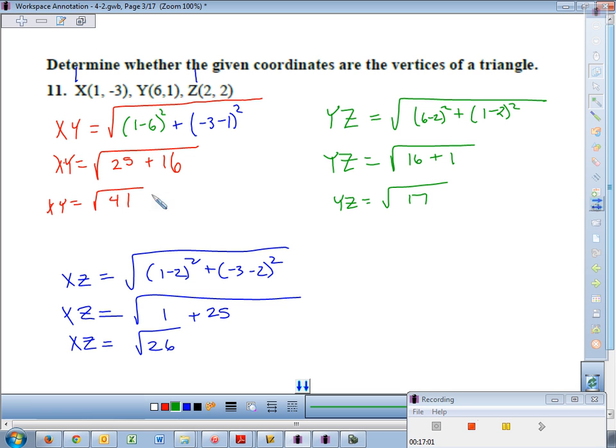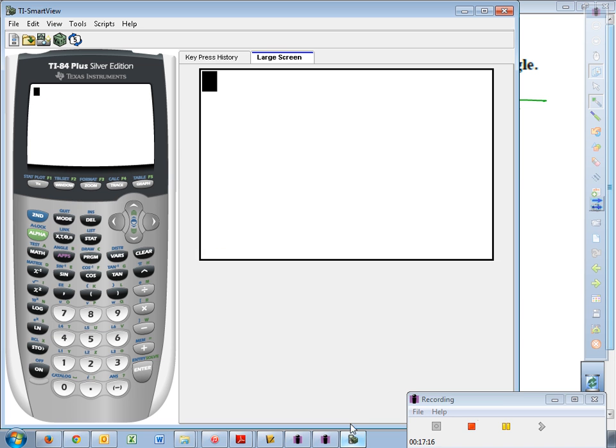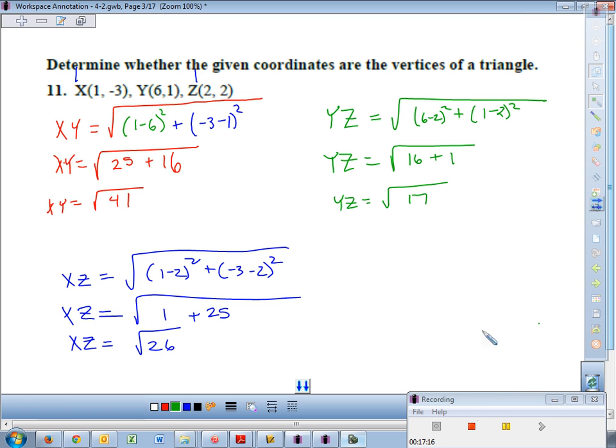These are all like different variables then. This is square root of 41. This is square root of 17. This is square root of 26. You can't like add those together. Why don't we approximate them with our calculator? Let's start with square root of 41 since that was our first one. Square root of 41 is like about 6.4. Would you be okay with that? So I'm going to put that over here, which is about 6.4.